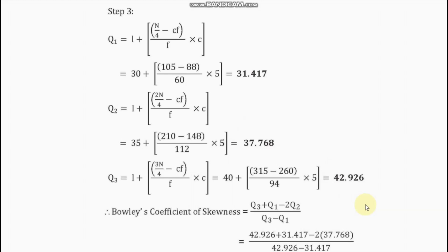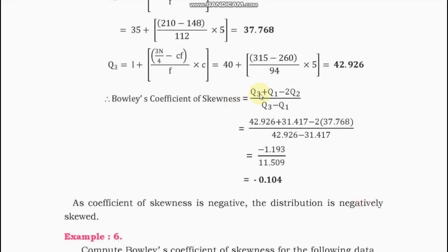Bowley's coefficient of skewness is given by Q3 plus Q1 minus 2Q2 divided by Q3 minus Q1. So 42.926 plus 31.417 minus 2 into 37.768, divided by 42.926 minus 31.417. That is minus 1.193 divided by 11.509, which is minus 0.104. Since the value is negative here, we conclude that the distribution is negatively skewed.